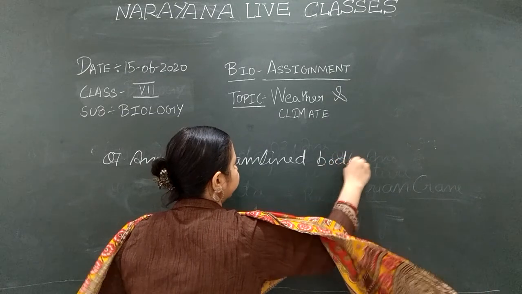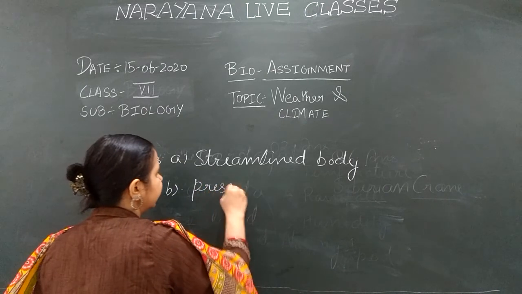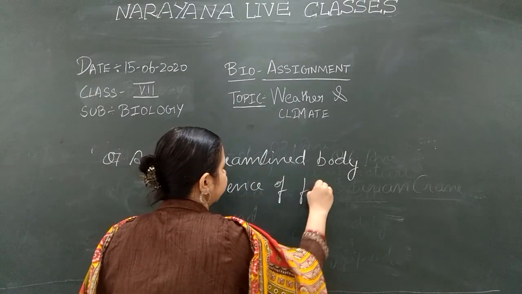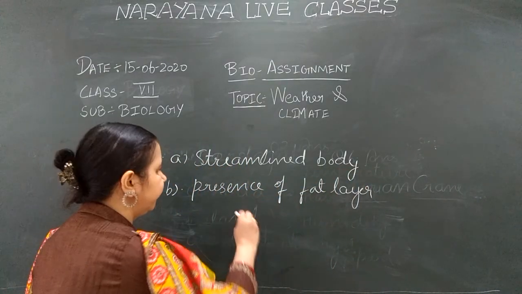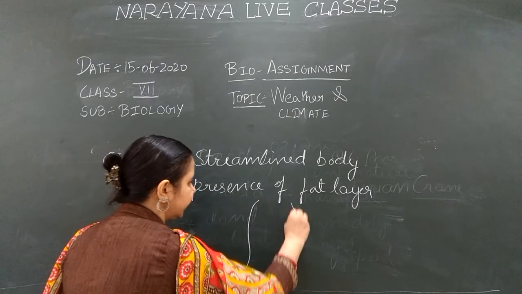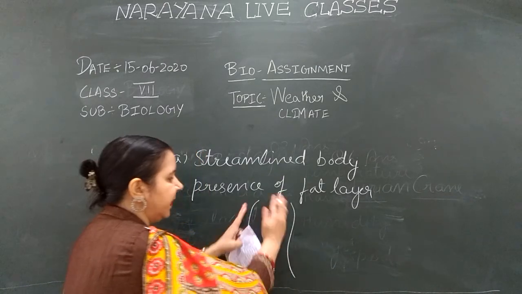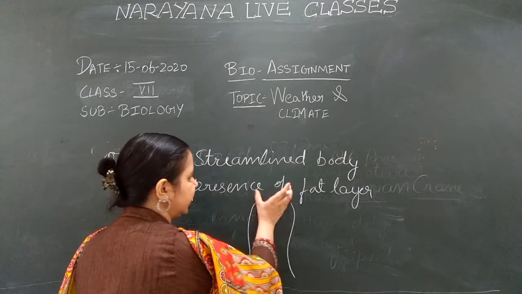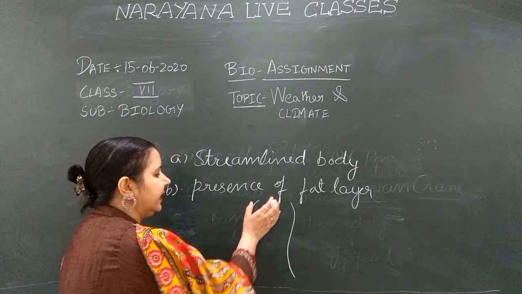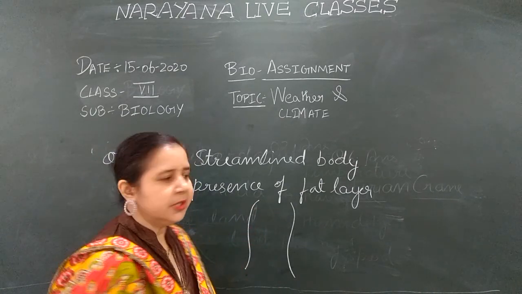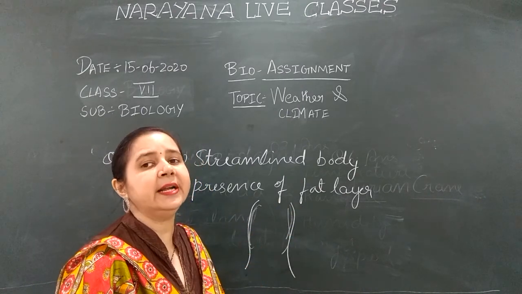Secondly, they have a presence of fat layer under their skin. How come? If we just see the shape of the penguin, it is streamlined. Streamlined means tapering at the ends and bulging in the middle. So this is a streamlined body, and yes, if you have seen the penguin on television, it is very fatty, very bulky. So it has a fat layer under the skin which keeps it warm.